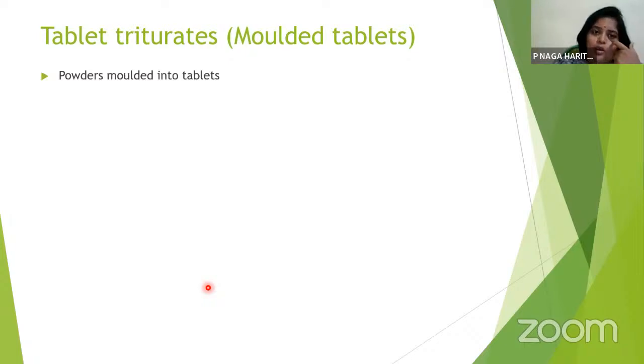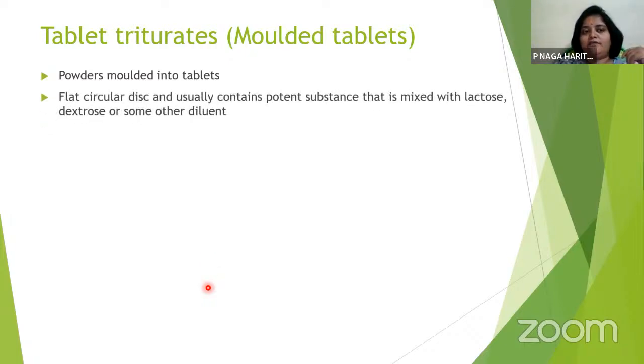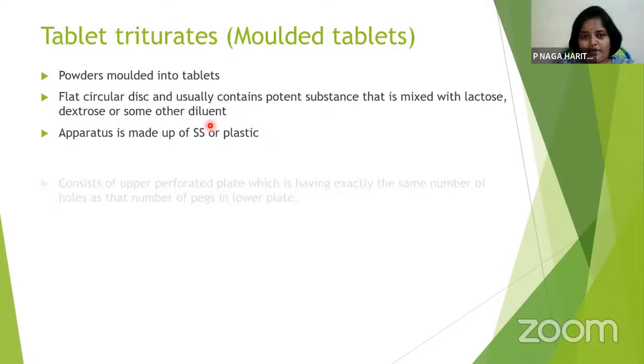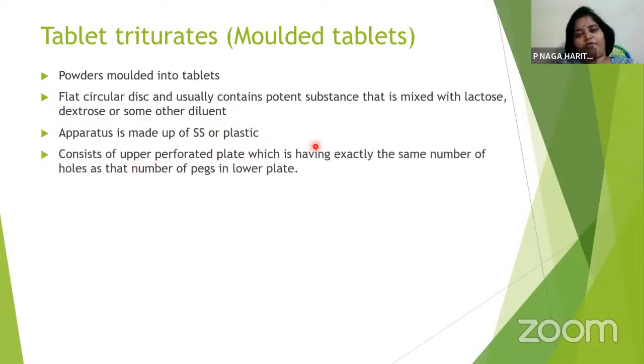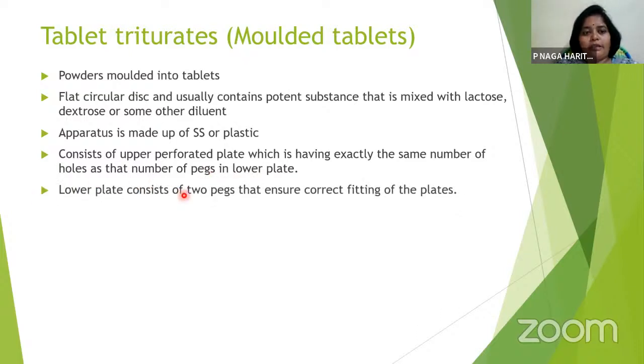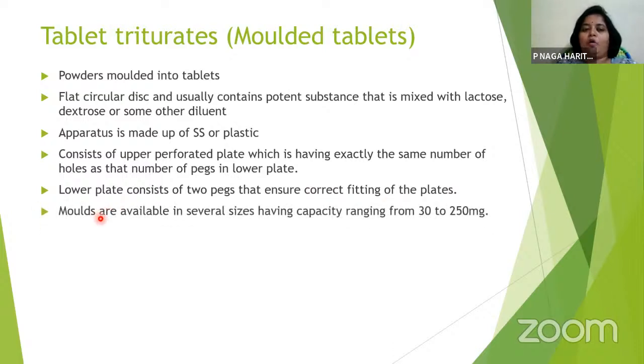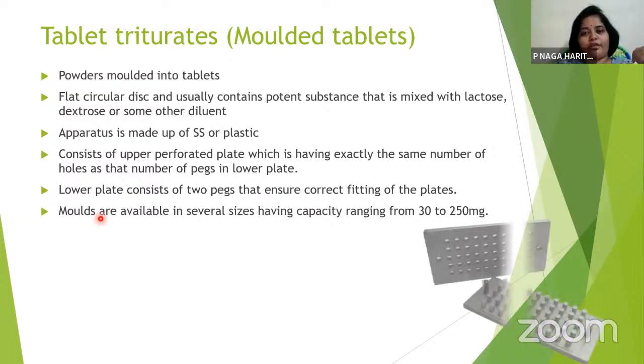And then tablet triturates, which are also called molded tablets. The powders are molded into the tablets here. They are flat circular discs and usually contain a potent substance which is mixed with lactose, dextrose, or some other diluent. The apparatus here is made of either stainless steel or plastic. It consists of an upper perforated plate, which has exactly the same number of holes as the number of pegs in the lower plate. Don't worry, I'll show you the diagram. The lower plate consists of two pegs that ensure correct fitting of the plates, and molds are available in various sizes which can accommodate from 30 mg of the drug till 250 mg of the drug.